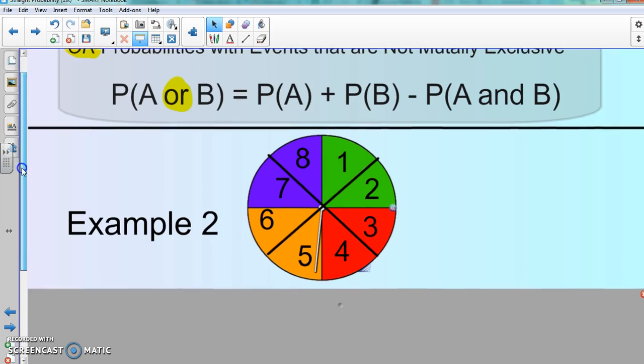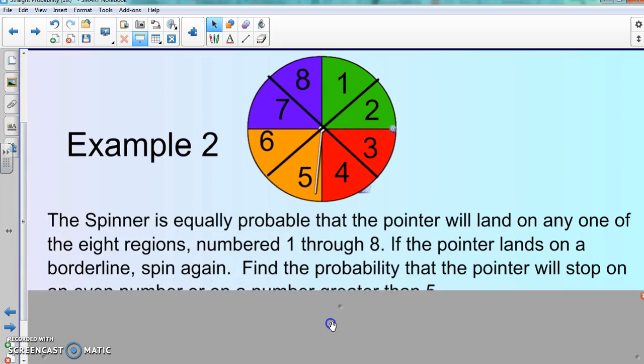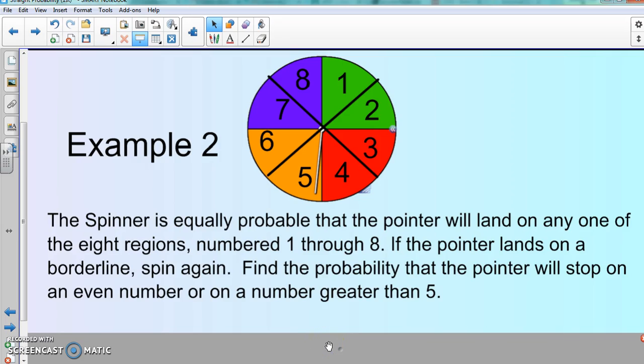And again, I do want you to write this down. Stop the video, and then we'll go ahead and move on. So for example 2, the spinner is equally probable that the pointer will land on any one of the 8 regions numbered 1 through 8. If the pointer lands on the borderline, in other words, a line right here or here, if it lands on one of those, you have to spin again.